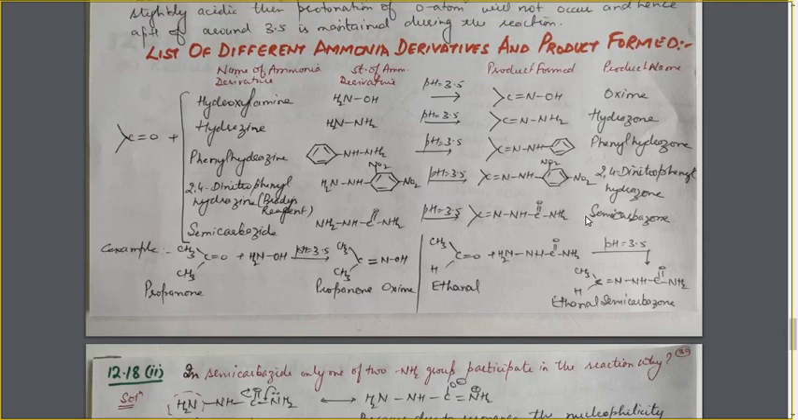Now let's move to the next topic, the list of different ammonia derivatives, how the reaction is taking place, and what the different ammonia derivatives are. I have made a complete chart of this. It is the carbonyl compound, and these are the different ammonia derivatives. When this carbonyl compound reacts with these ammonia derivatives, what are the different products formed and what are their names? First, the ammonia derivative is NH2OH. We have represented the ammonia derivatives as NH2Z, and here Z is the OH group. So this compound is hydroxylamine.